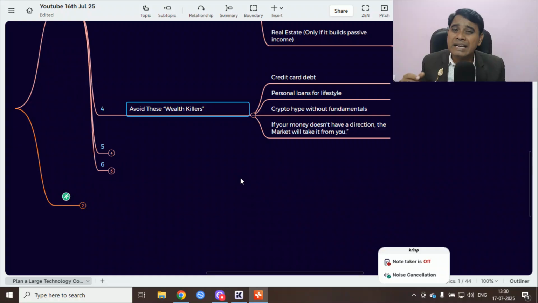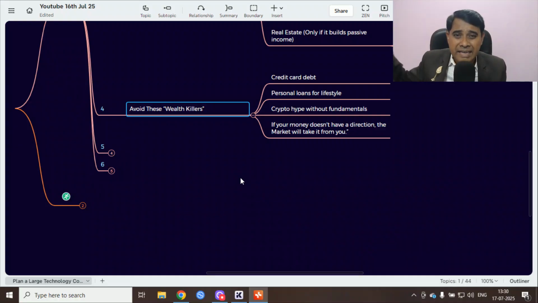And personal loans for lifestyle purposes. Your friend has taken an iPhone, you take an iPhone. Your friend has taken a luxury vehicle, you take a luxury vehicle. Your friend or relative has taken a 50-inch or 60-inch TV, you take one too. This societal pressure and emotional purchasing happens consistently. So please be attentive towards your goal. What is yours in your life? Then based on that, take appropriate actions. Crypto hype without fundamentals.